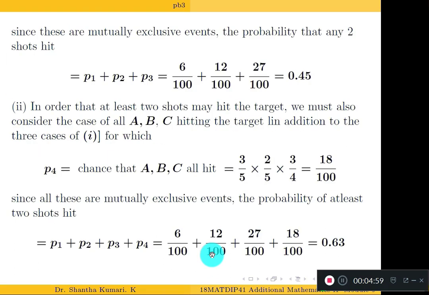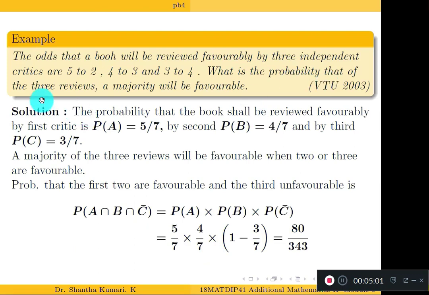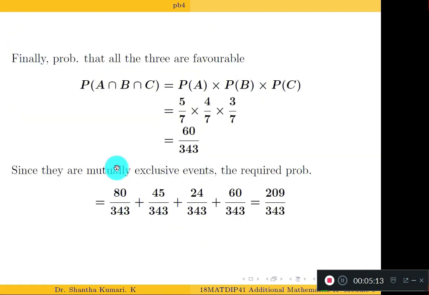And what is the question? What is the probability that out of 3 reviews, the majority will be favorable? Now we have taken the possibilities of majority as 2. 2 are favorable, correct? And 1 is not favorable. But all 3 may be favorable, so consider that condition also. All 3: A intersection B intersection C, just multiply the probabilities and calculate.